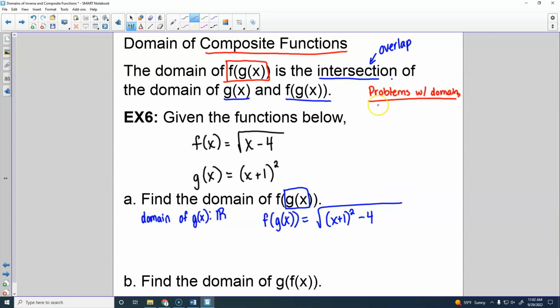So when we think about domains, we cannot have zeros in a denominator. We cannot have negatives under a square root. We cannot do a log of 0 or a negative number.